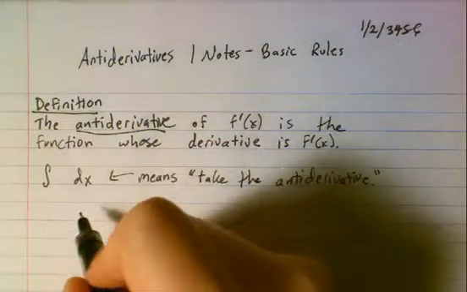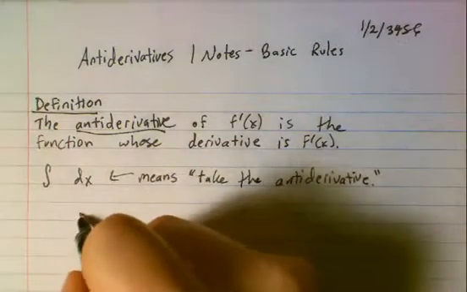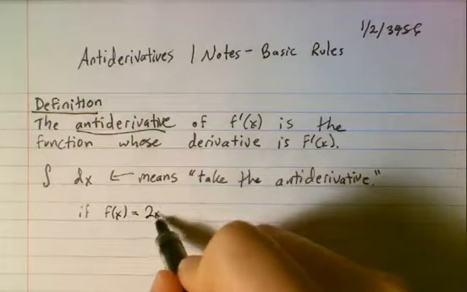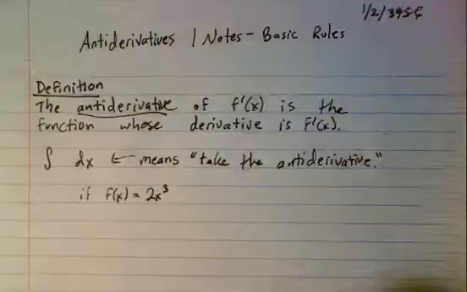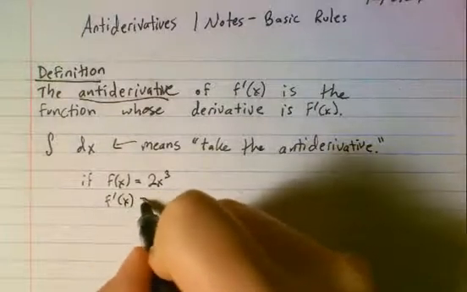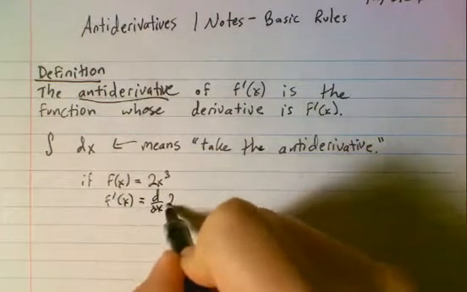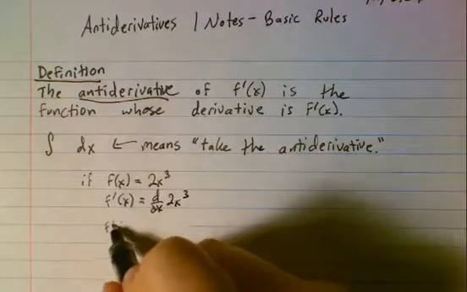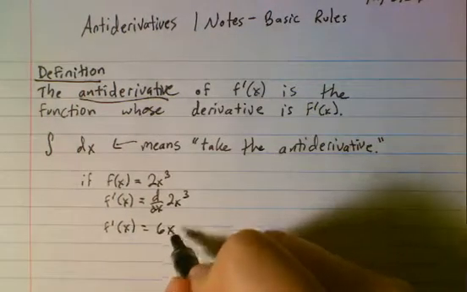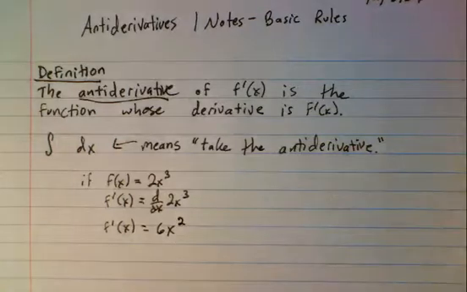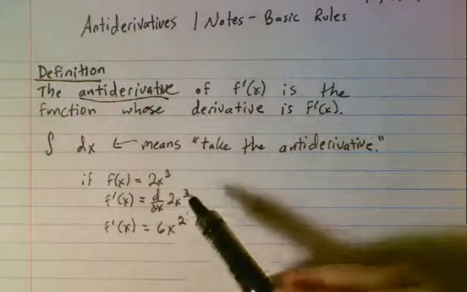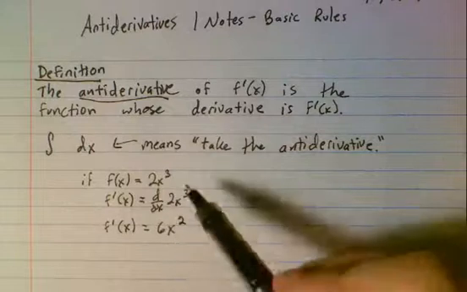So let's give an example. Let's say we started off with a function f of x equals 2x cubed. Well, we know from working with derivatives that if we want to find f prime of x, we take the derivative of 2x cubed, and we know from our rules that we bring down the exponent, subtract 1 from the exponent, 6x squared. That's taking the derivative. Taking the antiderivative, we're starting with this and we're just going backwards.